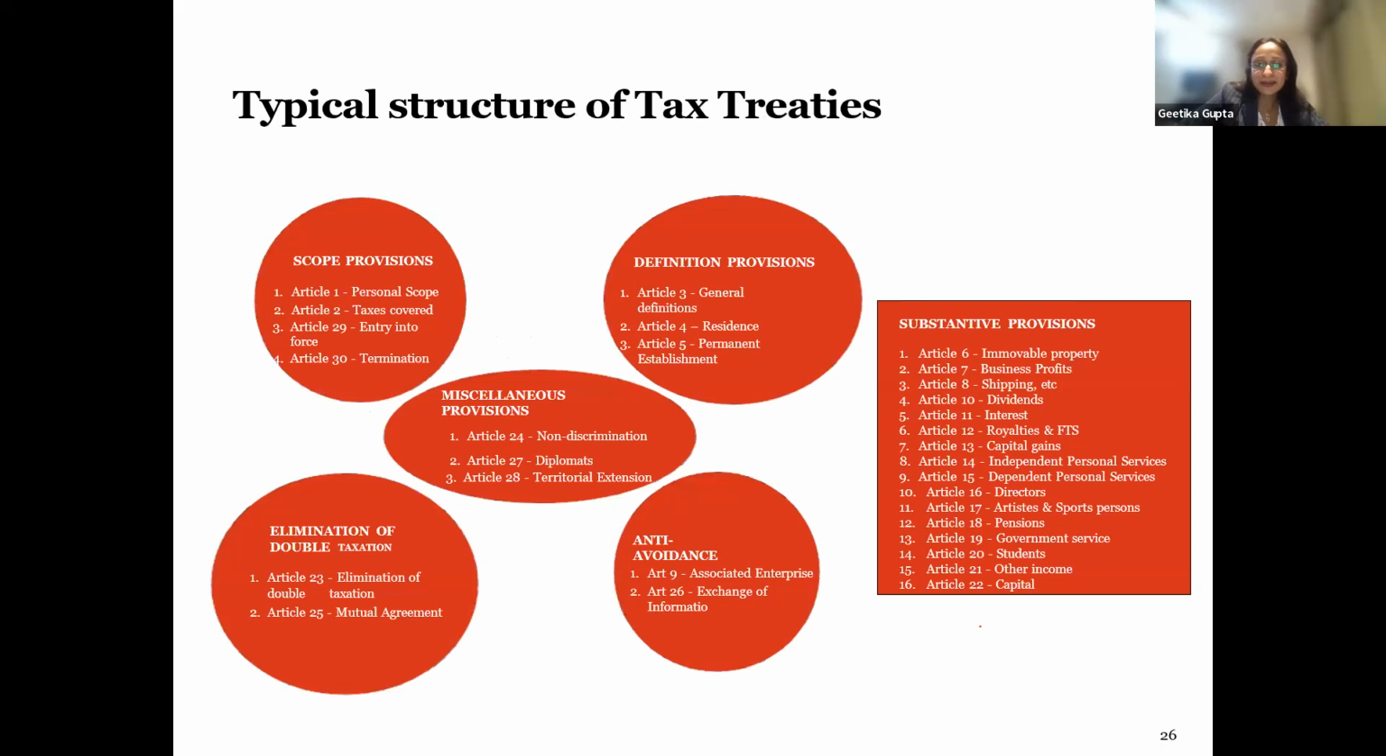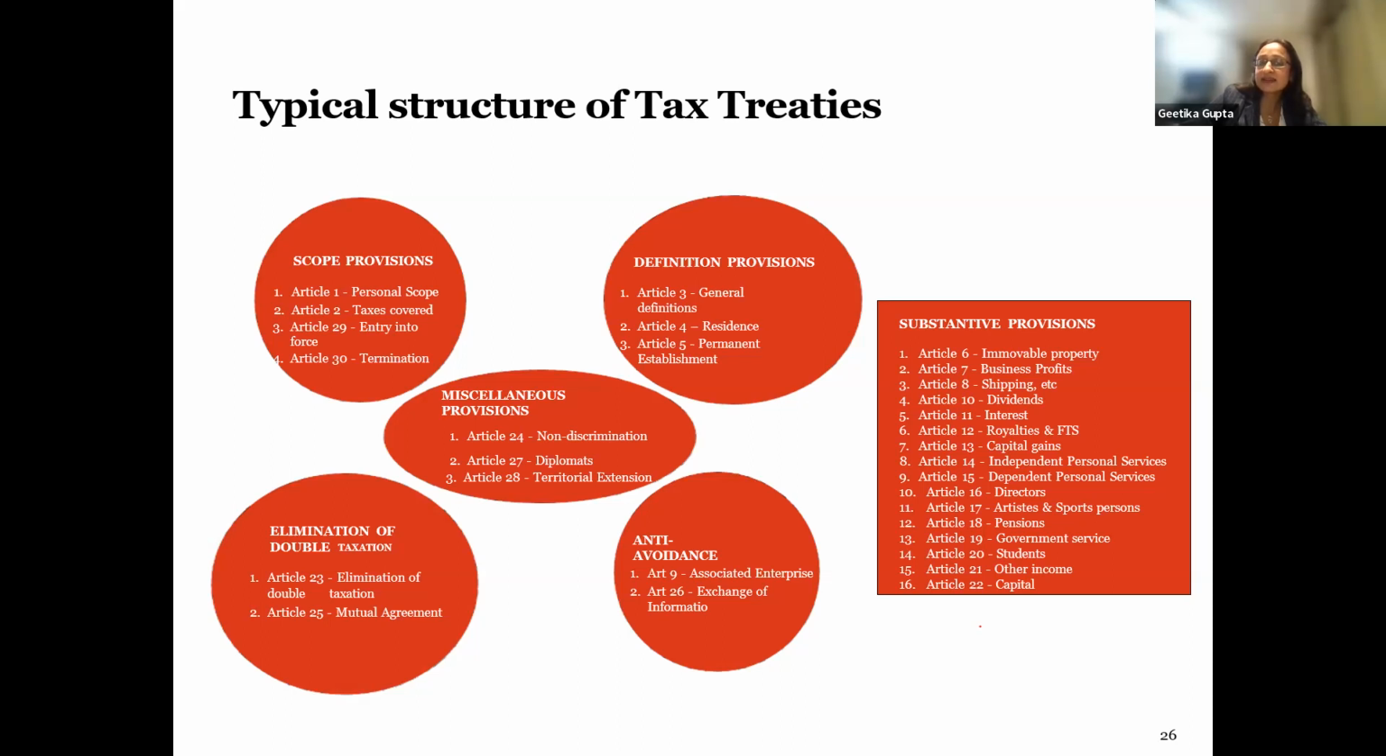So you'll see, we have tried to explain this by way of some shapes. Article 1, Article 2, Article 29 and 30 of a tax treaty, pertaining to personal scope, taxes covered, entry into force and termination, are the scope provisions. Then there are specific definition provisions which fall under Article 3, which is general definitions, Article 4, which is residence provisions, and Article 5, PE provisions.